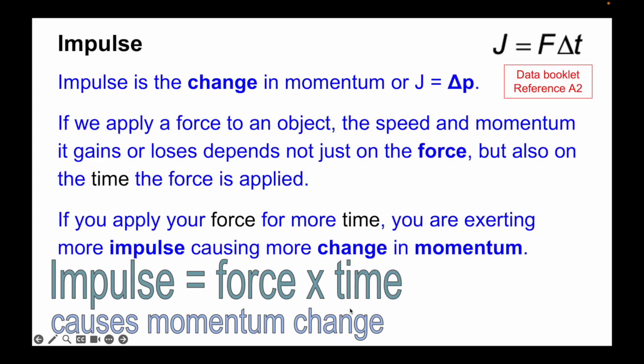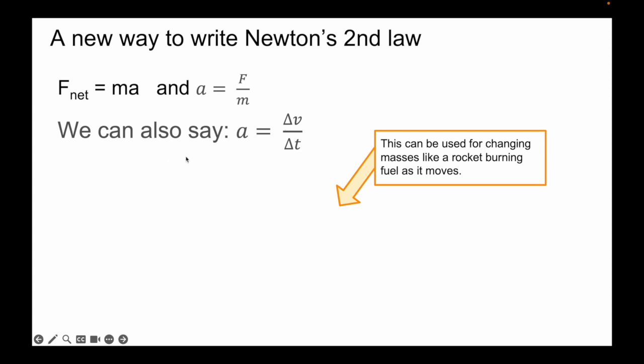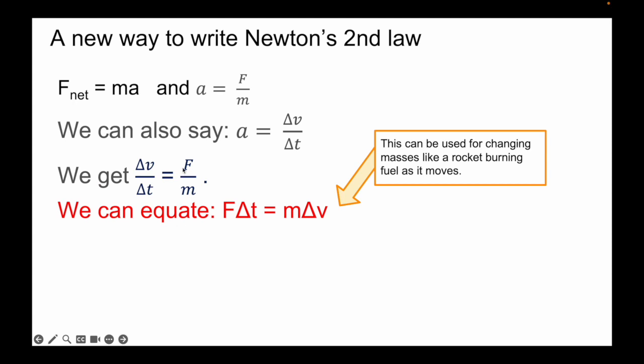So what we can do then is look at a new way of writing Newton's second law. Newton's second law says that the net force is equal to mass times acceleration. Of course, the acceleration is equal to force over mass. We can also say that the acceleration is equal to the change in velocity over the change in time, and we looked at that during kinematics. So what we can say is that these two can be set equal to each other. Then we can equate our F and t together, and cross multiply F and t with delta v and m.